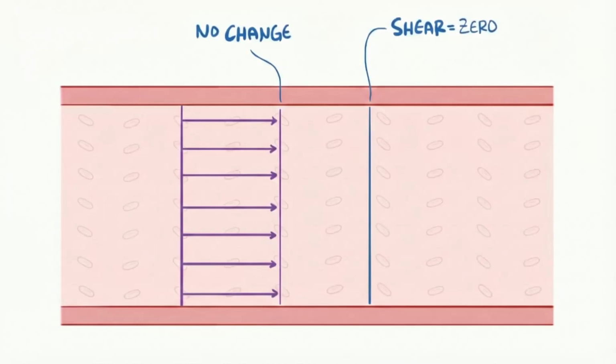Now, let's say all the blood's somehow moving at the same velocity. Well, in that case, if you plot it out, there's no change in velocity across the blood vessel, and that makes plotting shear rates pretty easy. Since there's no change in velocity, there's no shear rate, and likewise, this fluid isn't viscous.